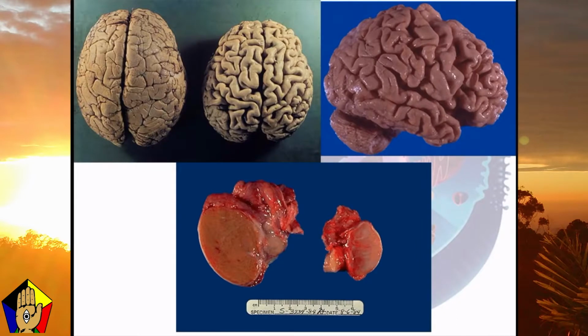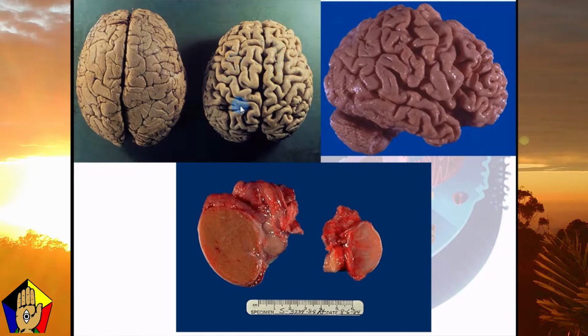Here's another example. So brains. Here you can see a normal brain. You can see how all the gyri and sulci are nice and densely packed. So everything's packed in there. And this is an Alzheimer's brain. You can see how spread apart the gyri are and how deep the sulci are in this brain.